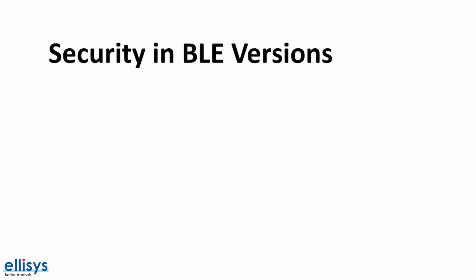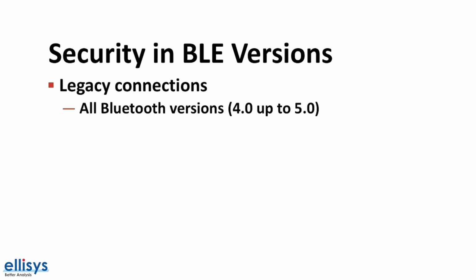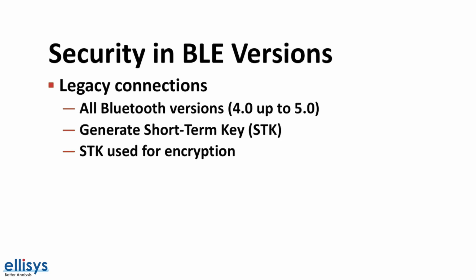In BLE, the security processes and pairing methods differ based on which version you are using. First, we have what's called legacy connections. These are supported by all versions of BLE, starting from 4.0 up to Bluetooth 5. In this type of pairing, a short-term key, or STK for short, is generated from a temporary key, or TK, that is agreed upon or entered by the user at each of the two connected devices. The STK is then used for encrypting the connection between those two devices.